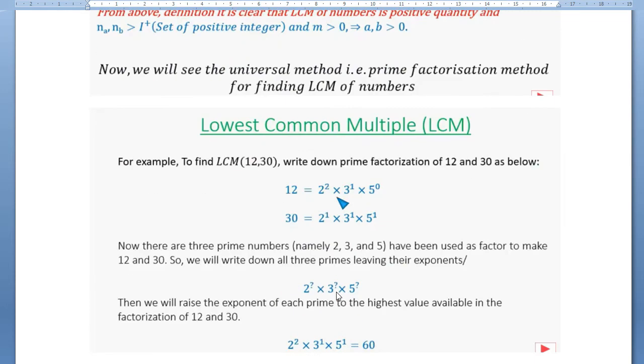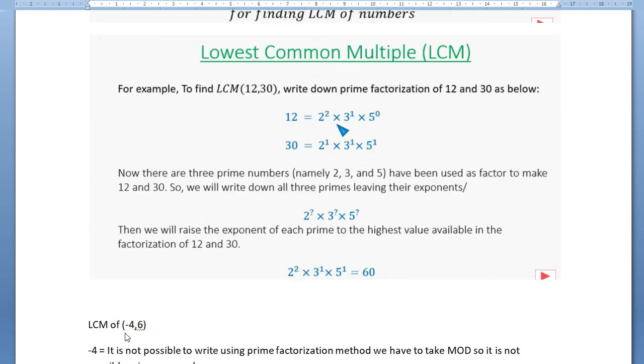So we do not take the prime factorization of minus 4. But if you consider the mod of minus 4, the mod is 4, we take the positive, so it is simply 4 and 6. So you should not say that it is the LCM of minus 4 and 6. You have to say that it is the LCM of 4 and 6, because the universal prime factorization method does not support minus 4 and 6.